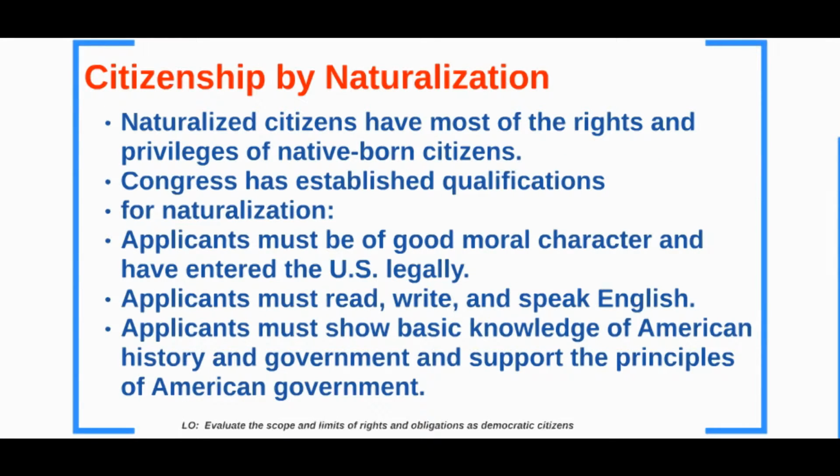Citizenship by naturalization. Naturalized citizens have most of the rights and privileges of native-born citizens. Congress has established qualifications for naturalization. Applicants must be of good moral character and have entered the United States legally. Applicants must read, write, and speak English. Applicants must show basic knowledge of American history and government and support the principles of American government.